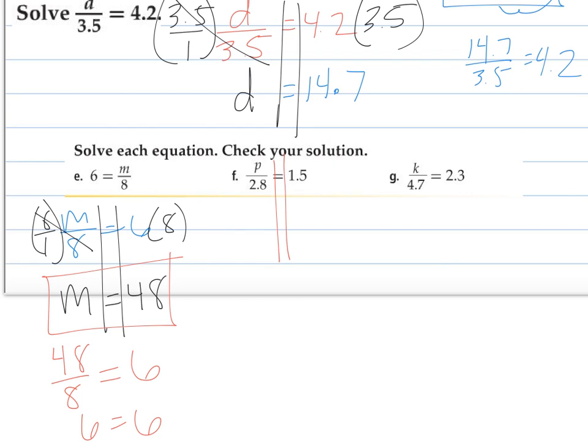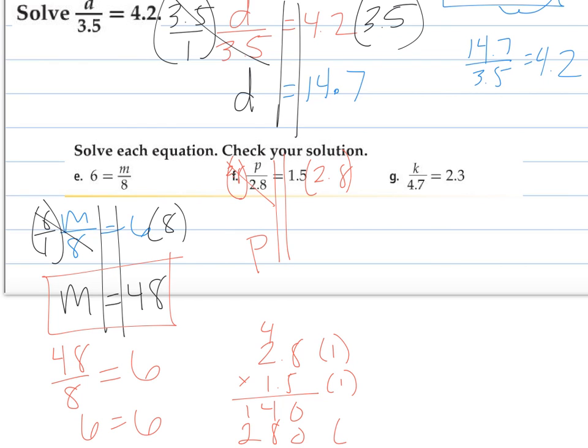Another one, I'm going to multiply, undo division with multiplication. Multiply by 2.8. Might have to do some side work. 2.8 times 1.5 is 4.2. 14, 8, and 2. 1 decimal place, 1 decimal place. Total of 2 once I add these. Added together, we have 2 decimal places, so 4.2. A little messy, I apologize.